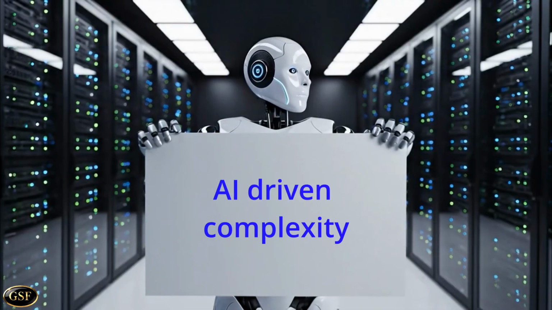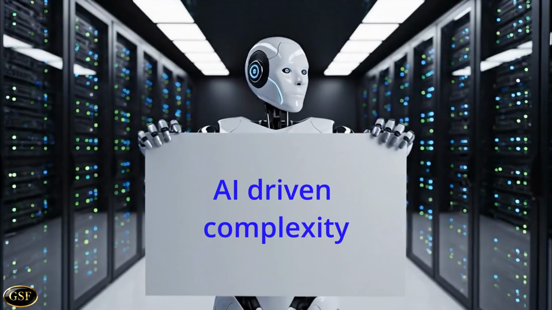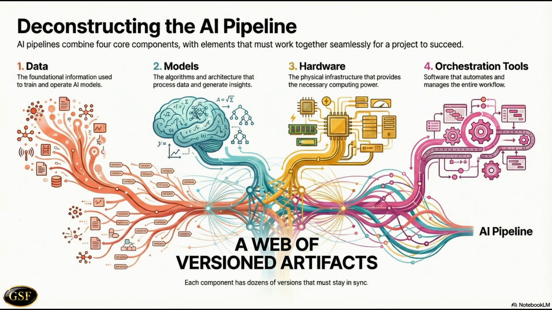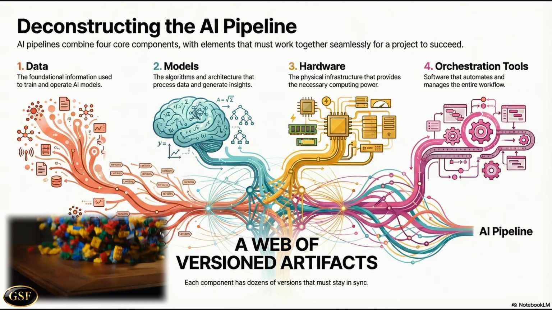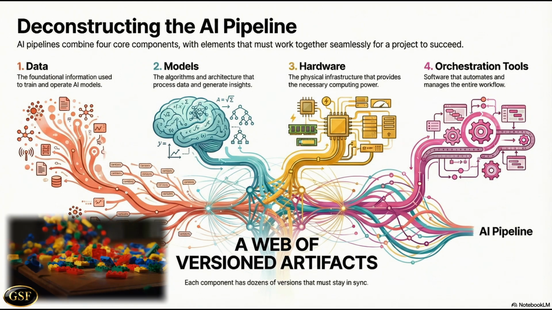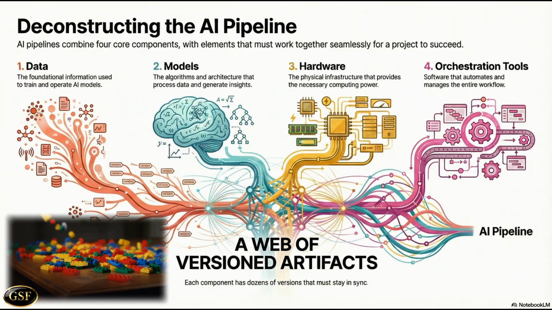Let's now look at some key points where AI benefits from a configuration management approach. AI-driven complexity. AI pipelines combine data, models, hardware, and orchestration tools. Think of an AI project like putting together a complex Lego set. You have different kinds of bricks, the data you need to feed the system, the brain-like models that learn from that data, the special machines that run everything, and the software that tells all the pieces when to work together.